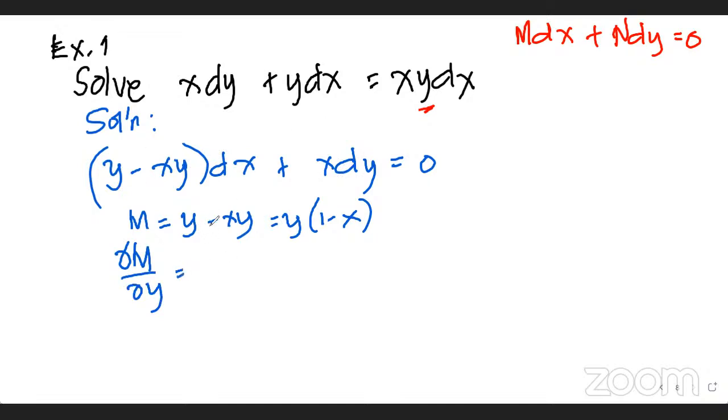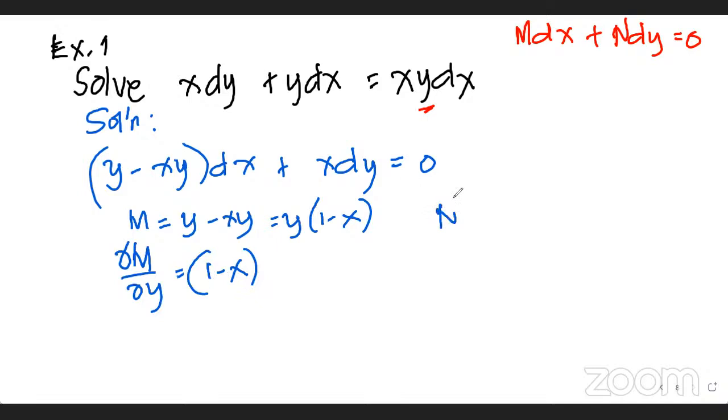Pag ganun, x na, yung variable x is held constant. So in this case, yung 1 minus x, copyhin lang natin siya. And then differentiate y with respect to y. So dy over dy, 1. Kaya ang result natin dito is 1 minus x.